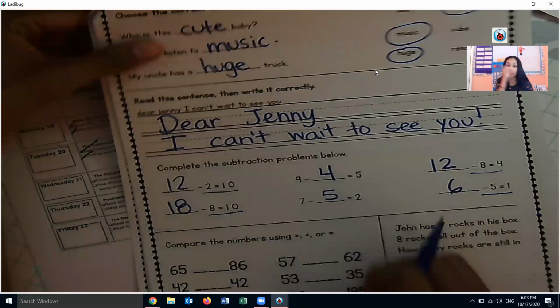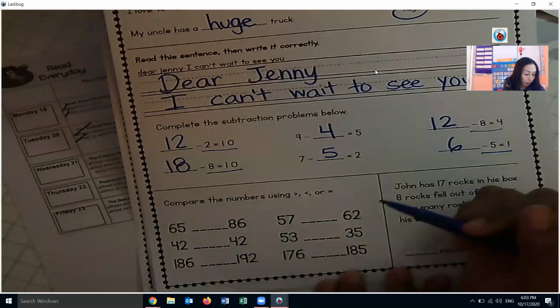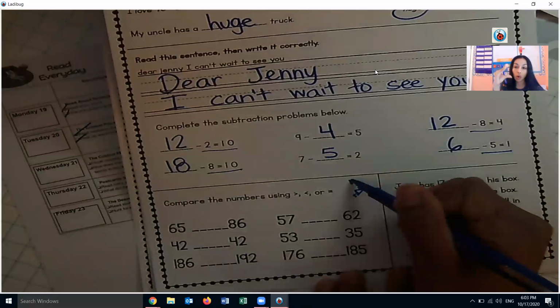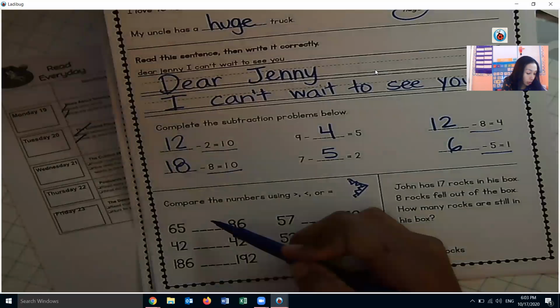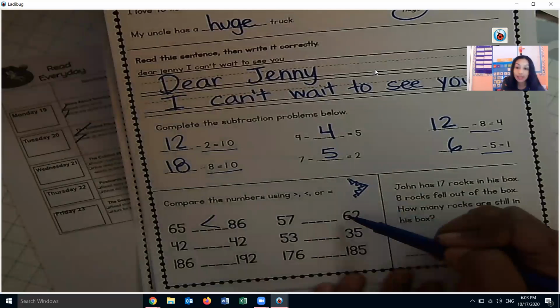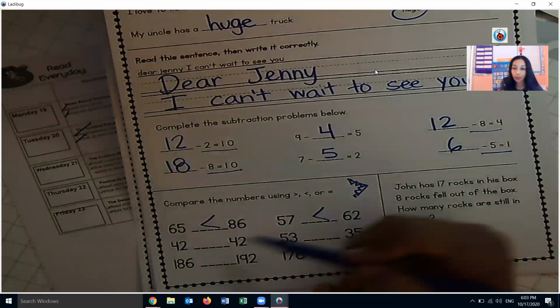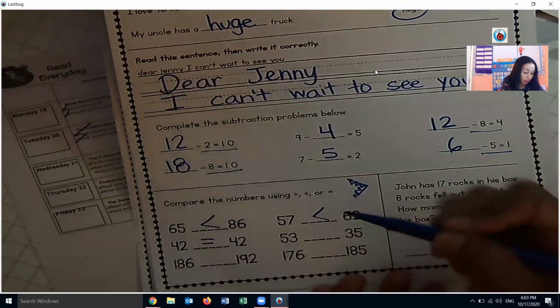All right, comparing numbers. So this was yesterday's math lesson. Alligator mouth, we always imagine that alligator mouth. That open piece will always be to the bigger number because it's super hungry. So 65 and 86, we're going to open to 86, which is bigger. 57 and 62, 62 is bigger. 42 and 42, what do we do here? We write an equal sign because it's the same.